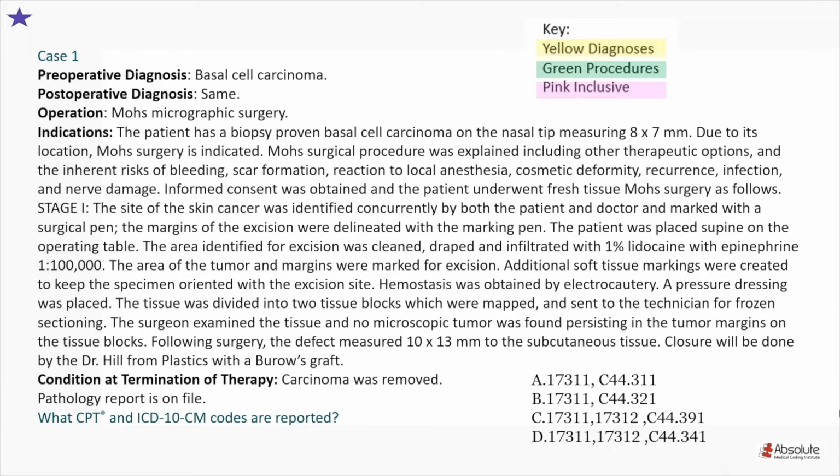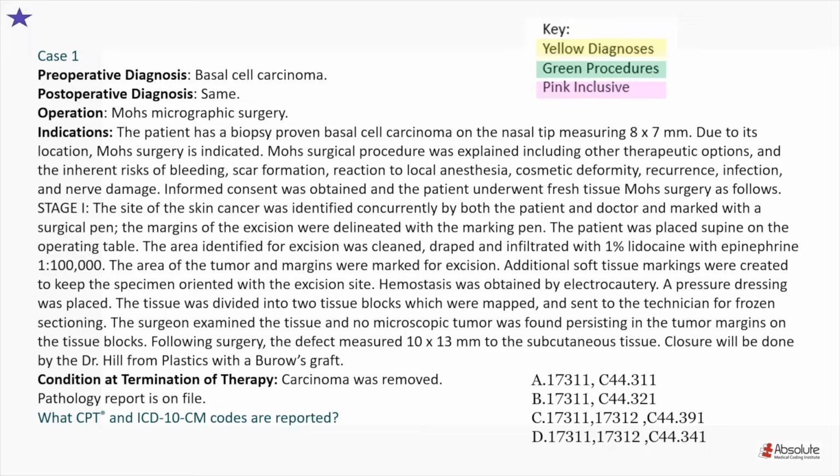Thank you, Mrs. J. Okay, I'm going to read the answers first. What CPT and ICD-10 CM codes are reported? A, 17311, C44.311. B, 17311, C44.321. C, 17311, 17312, C44.391. D, 17311, 17312, C44.341.